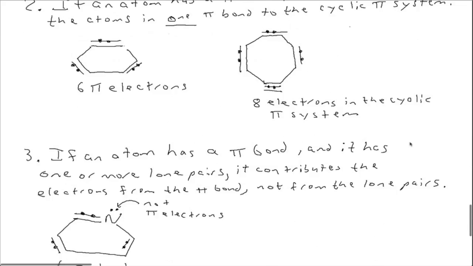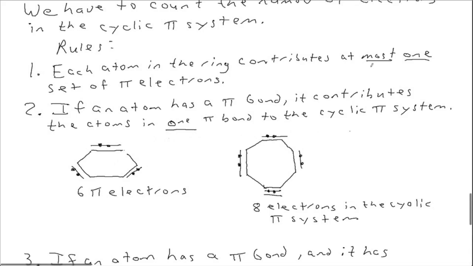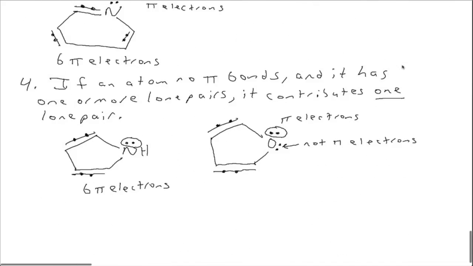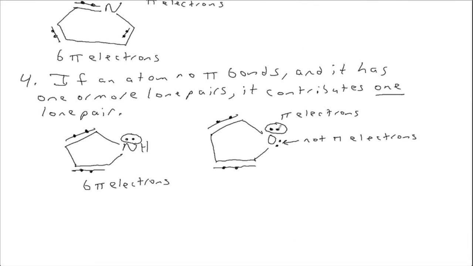Because remember, the key rule: each atom can contribute at most 1 set of pi electrons. So if we've designated this lone pair as pi electrons, this lone pair is not pi electrons. Of course, if you wanted to, you could have called this lone pair the pi electrons, and then this one would not be pi electrons. So as I think you already figured out, this now has 6 pi electrons.